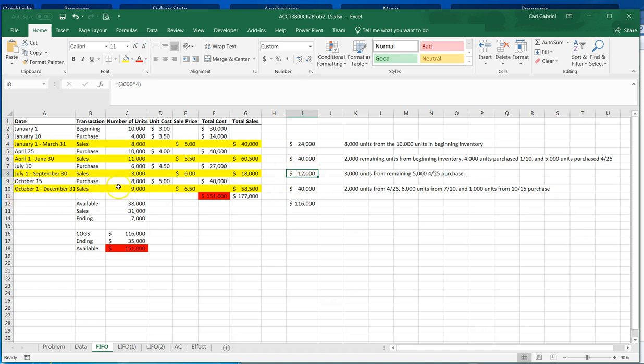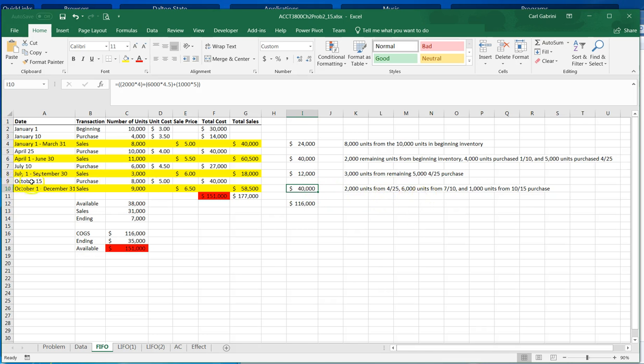Then we have the fourth quarter sales. We sold 9,000 units at $6.50 per unit. We generated $58,500 in total sales revenue at $40,000 worth of costs. Now, where did those costs come from? So let's do this again. First in, first out. So what did we have left? We had 2,000 units that were remaining from the April 25th purchase here. So those 2,000 units get used up at $4 per. Then we use up the 6,000 units that were purchased on July 10th. So that gives us 8,000 units.